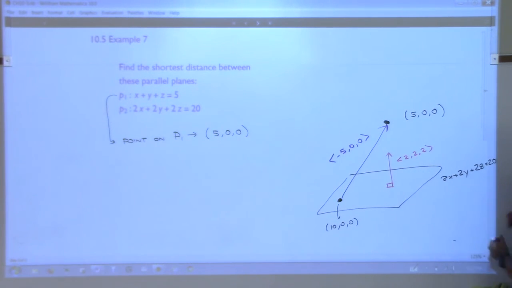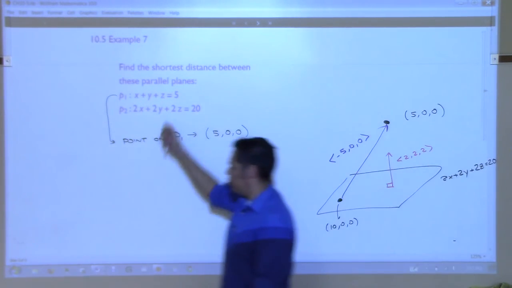Could I use 1, 1, 1? Yes, I could use 1, 1, 1, but I'm going to go with 2, 2, 2 so that everyone knows where it came from. It's the normal vector of this plane.